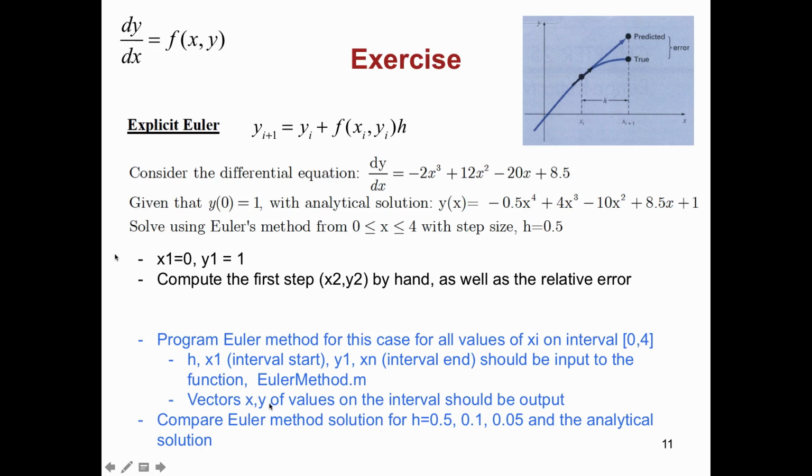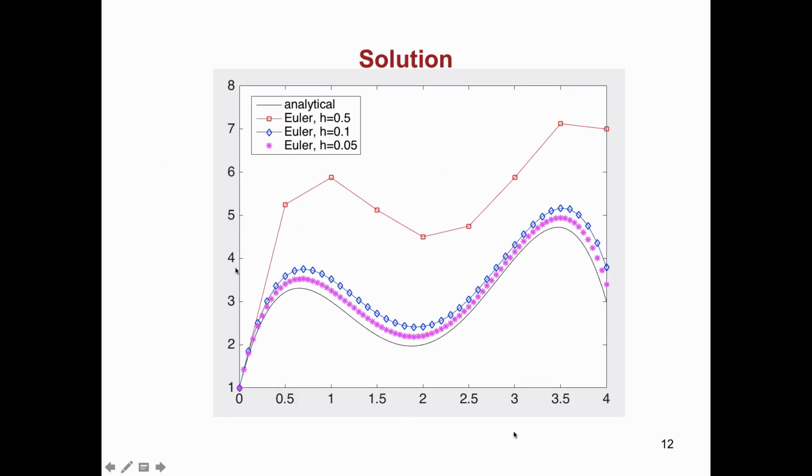And you want to give back these vectors x and y. X is simply the discretization of your interval. In this case, you're going to run it with 0, 4. And y is basically a set of values that you found at those points. And you want to compare this solution for h of 0.5, 0.1, and 0.05 to the analytical solution. This is how it looks, by the way. This is what you're going for. So the analytical solution is here. And you can see for 3 different step sizes how you get closer.